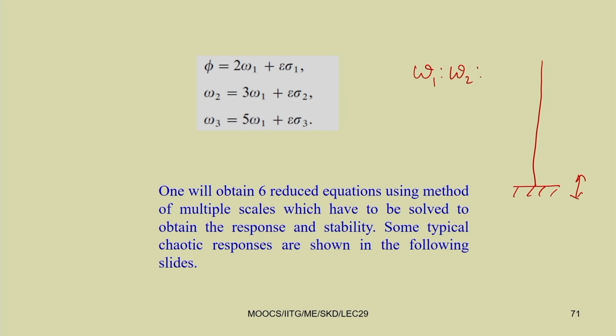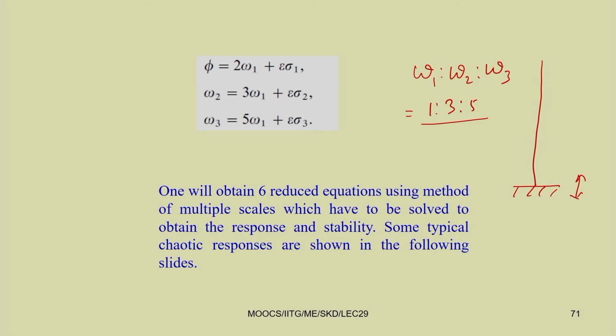Here we are taking, for example, omega 1 is to omega 2 is to omega 3 in this way, 1 is to 3 is to 5. One can take 1 is to 3 is to 5 or 1 is to 3 is to 9. In this case we have taken 1 is to 3 is to 5. That means the second mode is nearly 3 times the first mode and the third mode frequency is nearly 5 times the first mode frequency.